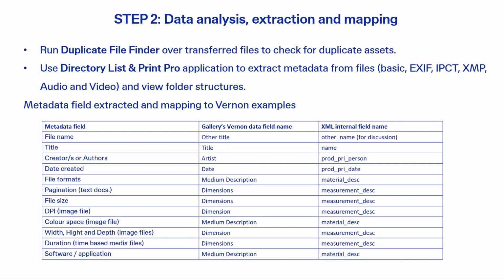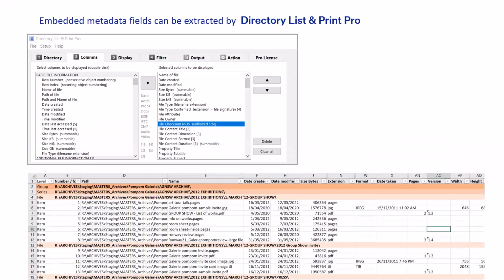This table shows you some of the embedded metadata fields that I'll be using and mapping to Vernon data fields for record creation. So this is just a couple of snippets of Directory List Print and Pro, where you can actually see all the different types of embedded metadata fields available, and then being able to export those data fields that will be used for the building blocks of creating object records. So that's something that's still in train and I'm still working on.